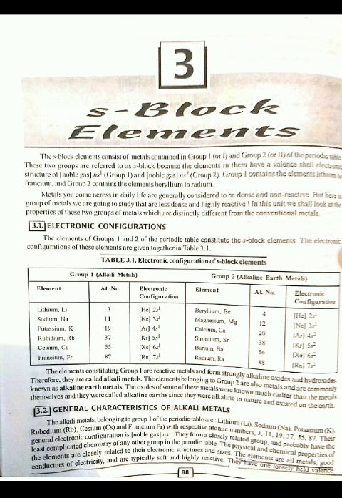Group 2, alkaline earth metals. Element beryllium, atomic number 4, electronic configuration helium 2s2. Magnesium, atomic number 12, electronic configuration neon 3s2. Calcium, atomic number 20, electronic configuration argon 4s2.